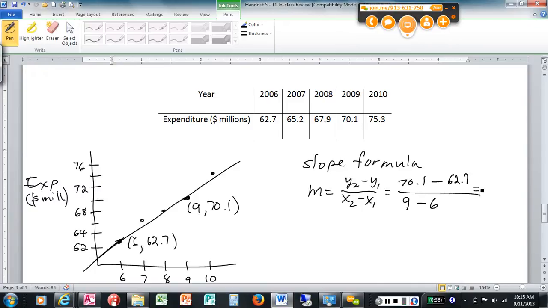So what does that give? 70.1 minus 62.7 is 7.4. Divide by 3. And I would go ahead and say, to one decimal place, 2.5, approximately. So what do I do with that? Well, that's y equals mx plus b then. That's my m.